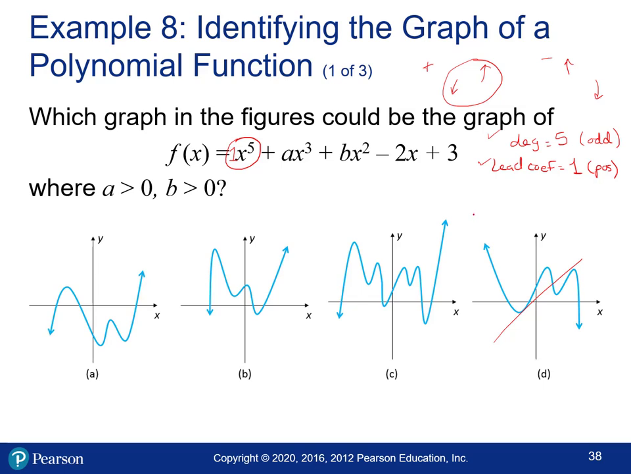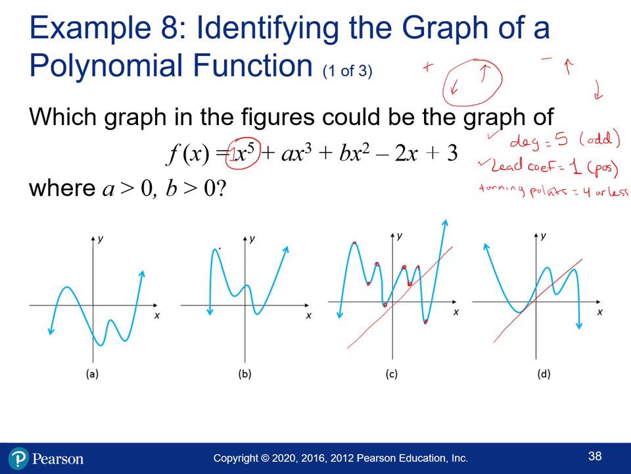What else can we use that we've learned so far? We can use what we learned about turning points. Because the degree is 5, how many turning points does the graph have? Well, degree 5 has 4 turning points or less. Let's see. This graph has way too many turning points. It has 1, 2, 3, 4, 5, 6, 7, 8. So it cannot be graph C. Way too many turning points.